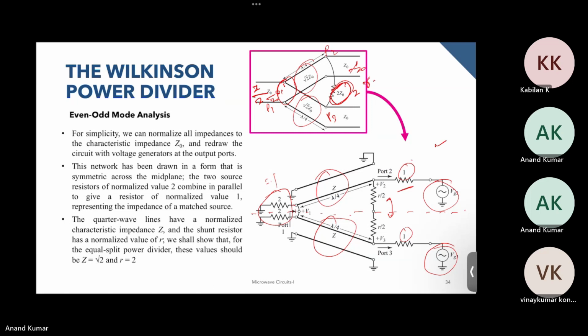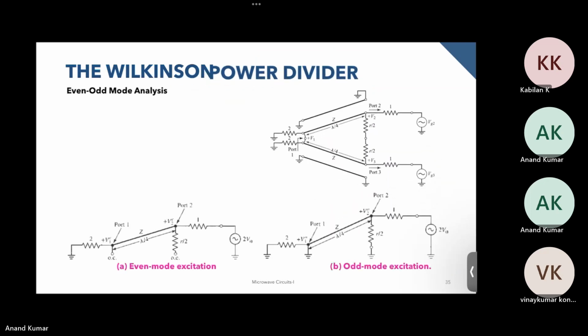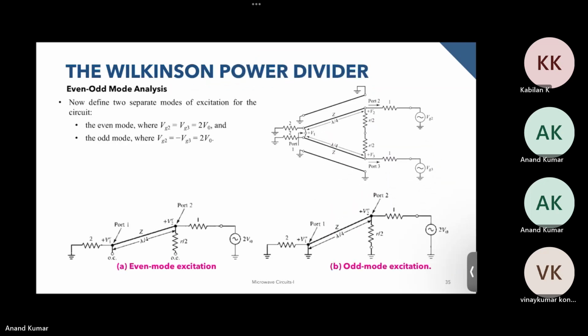Okay. So once we have this particular circuit for odd and even mode, what we need to do is put VG2 and VG3 such that in the even mode we give 2 V naught in both sources, and for the odd mode we give 2 V naught over here and minus 2 V naught over here.